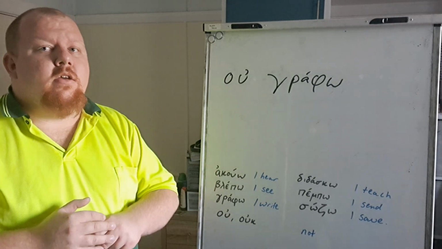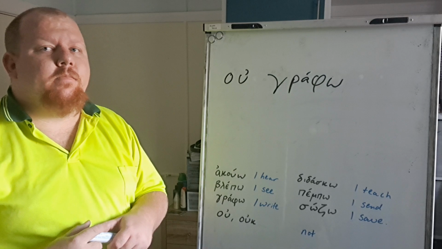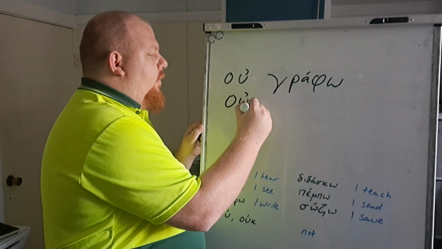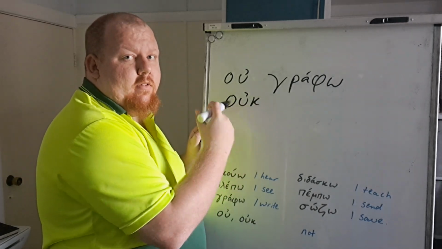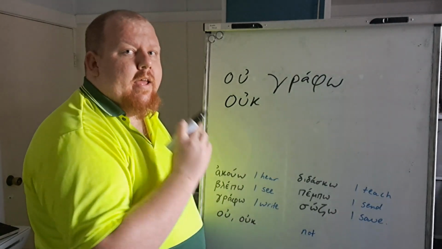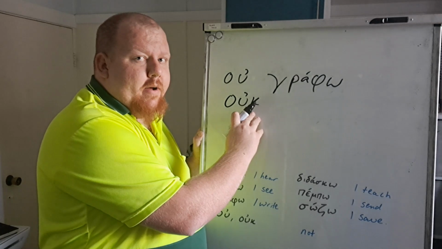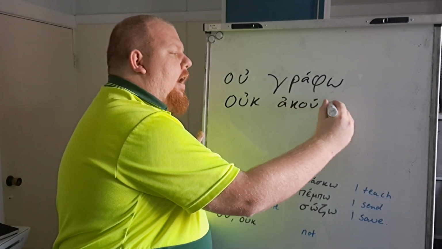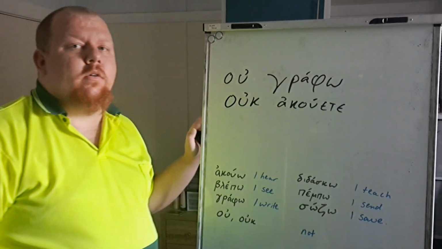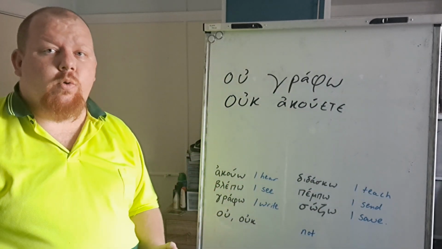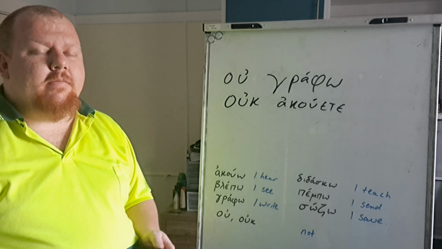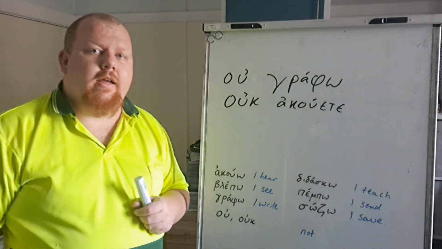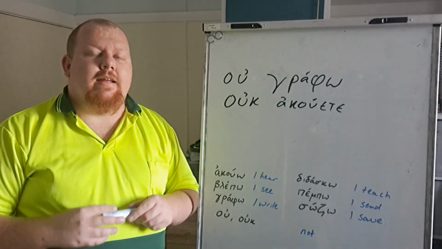And if you want to say, you do not hear, it is ouk akouete. Because remember, to hear is akouo. It has a smooth breathing, so you've got to add the kappa. Ouk akouete. Ouk akouete.